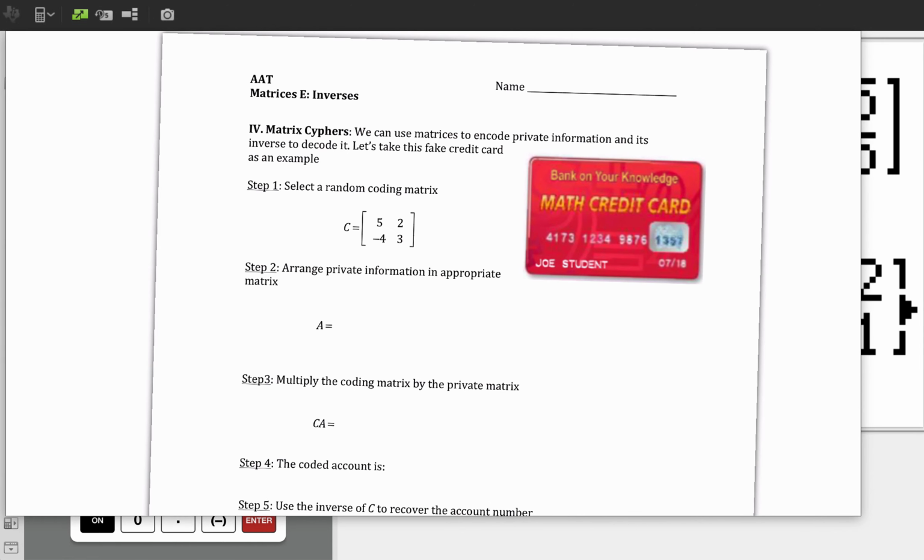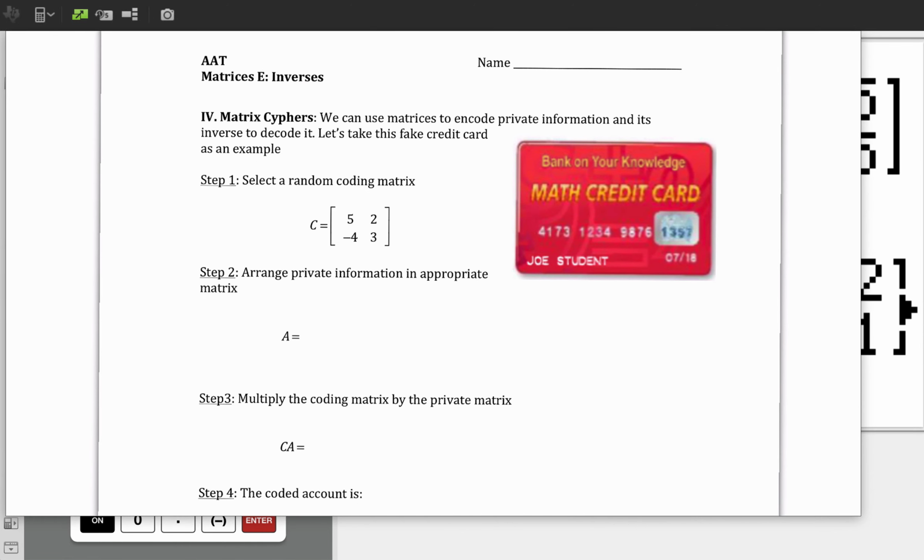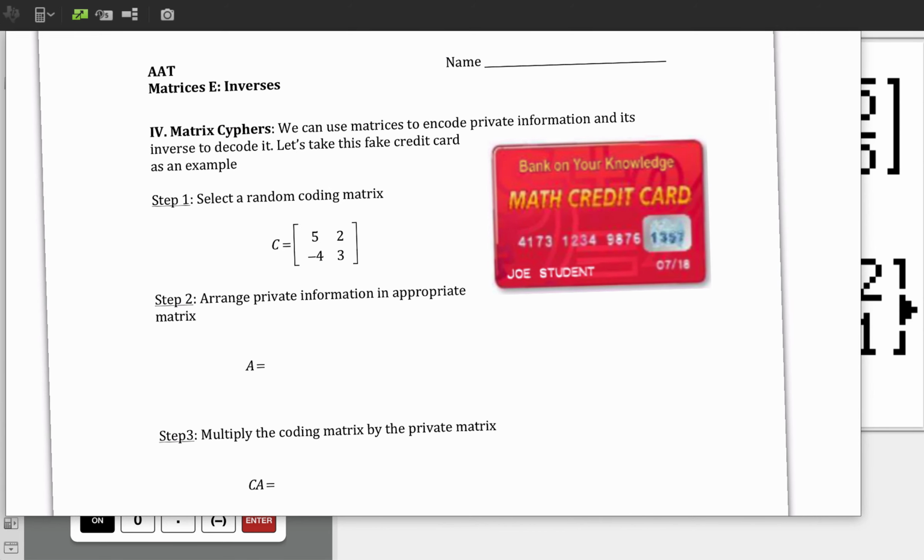The very last thing I want to do is to show you how inverses can be used to create ciphers and also to decode ciphers. So let's look here. We can use matrices to encode private information and its inverse to decode, excuse me, to unencode. So let's take this fake credit card over here as an example.